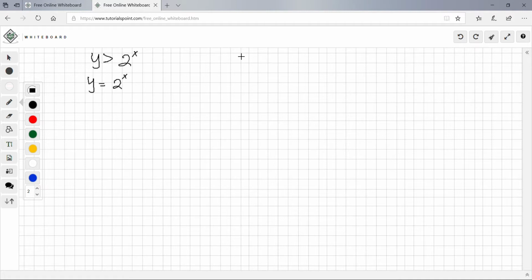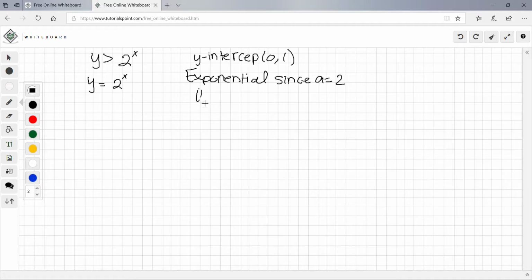So we know it's an exponential equation. So what do we know about exponential? It has a y-intercept of 0, 1, right? And since a is equal to 2, our base, we know it's increasing. So since we know all that information, we can just graph it.